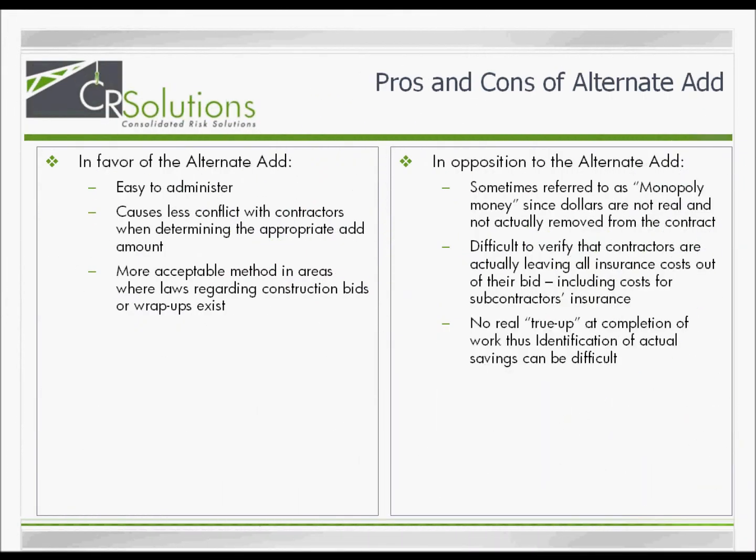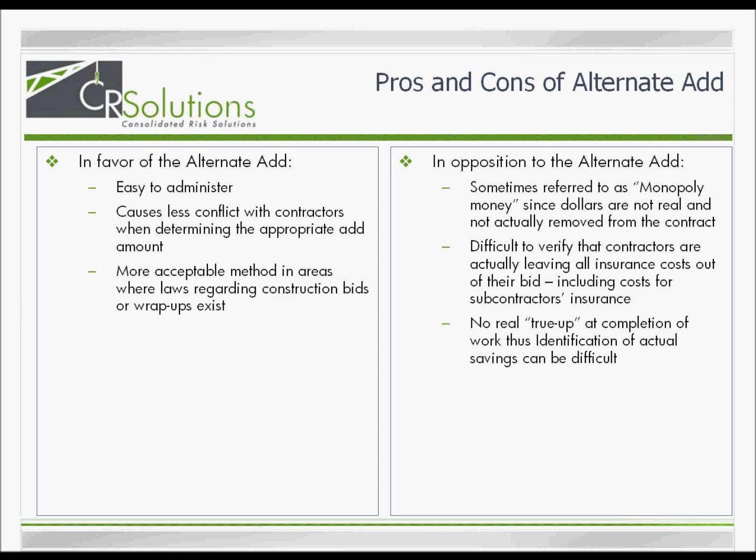Now let's take a deeper look into the alternate add method. Since no insurance costs are included in the original bid or in the contract amount, no deductive change orders need to be issued to remove these costs, thus making the administration of these types of wrap-ups less burdensome. The negotiation of the appropriate alternate add amount is usually less confrontational than the negotiation of a deduct, since the insurance costs are not included in the bid or contract, thus no adjustment to the bid or contract is needed. While these aspects of the alternate add method make for somewhat smoother sailing, they also bring about some concerns regarding the insurance cost.